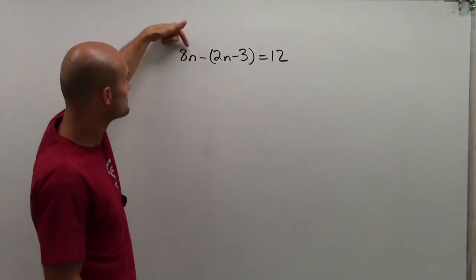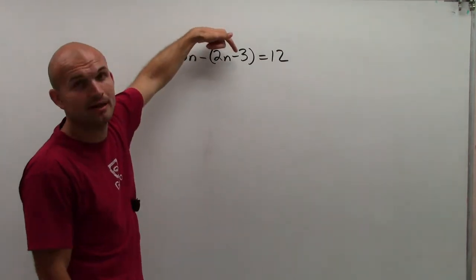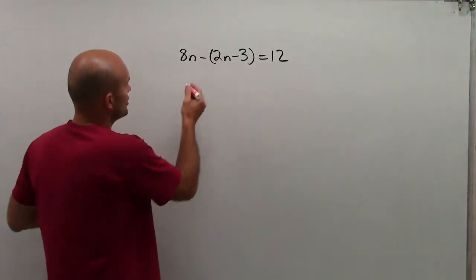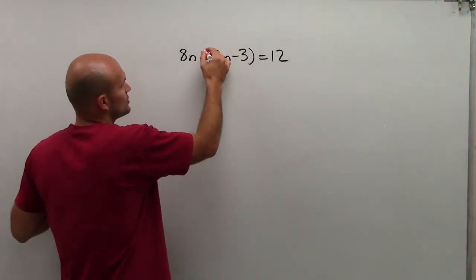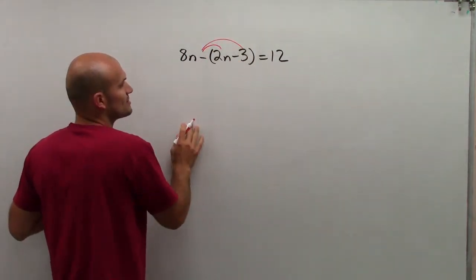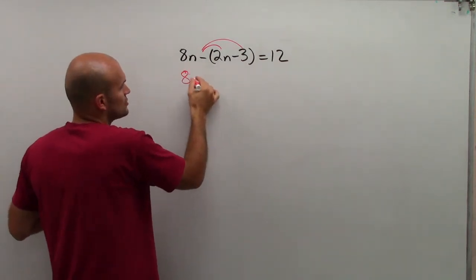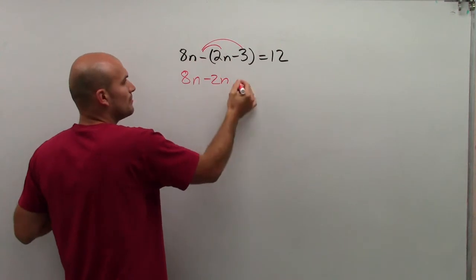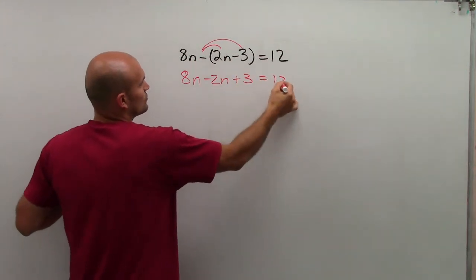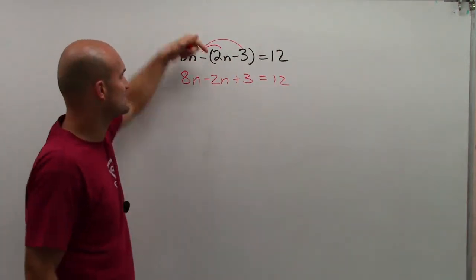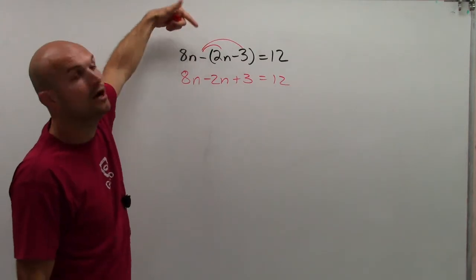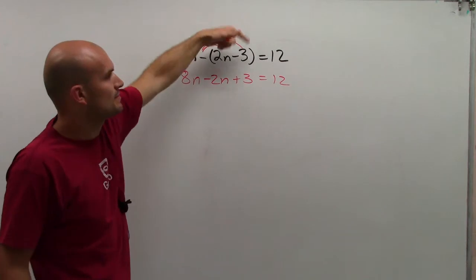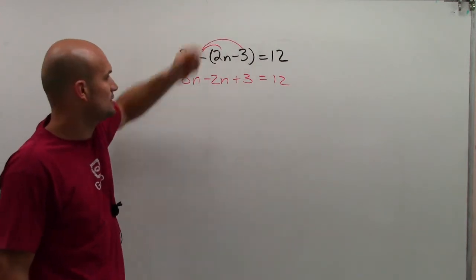A lot of students will make the mistake and they'll say, oh, 8n minus 2n. That's negative 2 times both of these. So now what we're going to do is called the distributive property. I'm going to distribute my negative sign to both terms. So I obtain 8n minus 2n plus 3 equals 12. You can sometimes think of it as the opposite, right? Remember, this is like negative 1 times both of these, or you can think the opposite of 2n, the opposite of 3. Just make sure you distribute it to both terms.